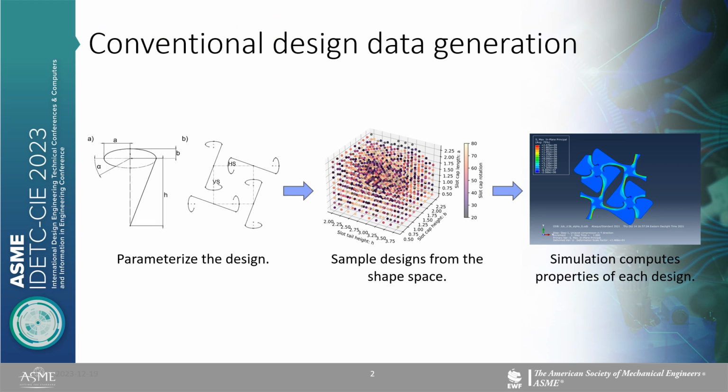In traditional data-driven design, we first parameterize the design, then sample designs from the shape space. After that, we conduct simulation to find the properties of the designs. This dataset seems quite fair from the shape space. However, if we take a look at the property space, we will have a different conclusion.